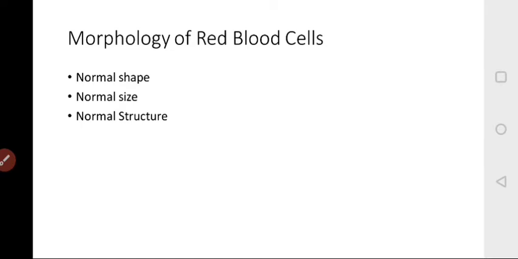Now we will see normal structure. Red blood cells are non-nucleated. The only mammal which has nucleated RBC is the camel. Because of the absence of the nucleus in human RBCs, the DNA is also absent. Other organelles such as mitochondria and Golgi apparatus are also absent in the RBCs. Because of the absence of mitochondria, the energy is produced from the glycolytic process.